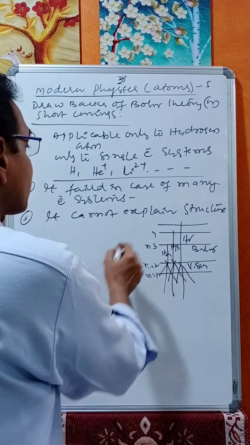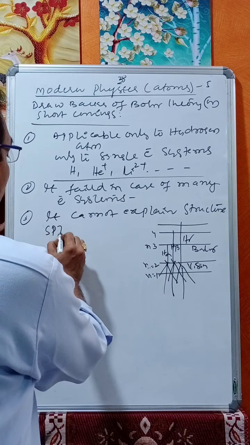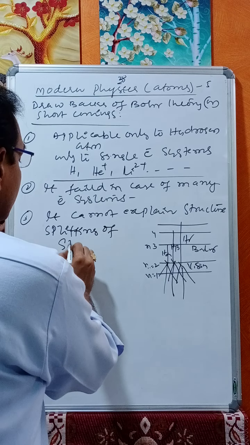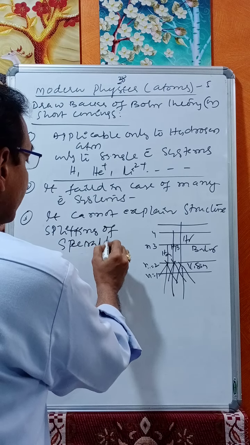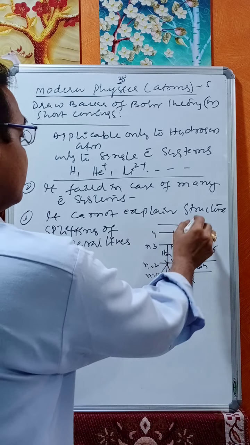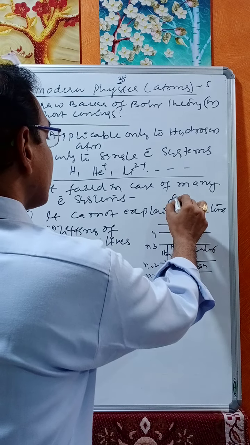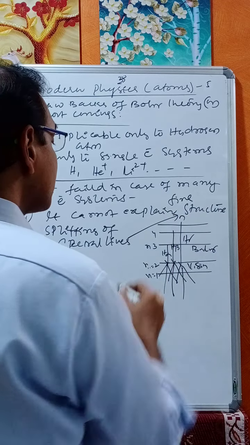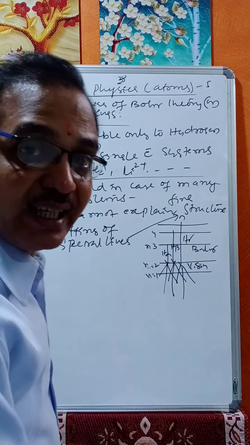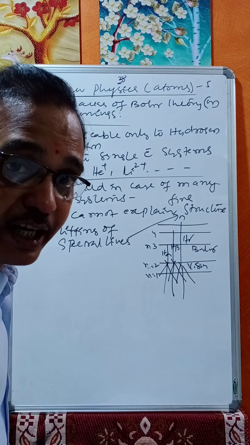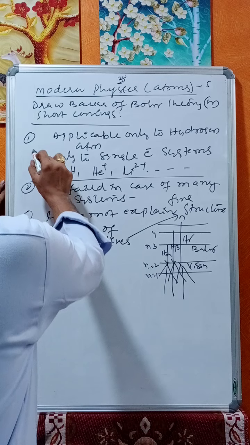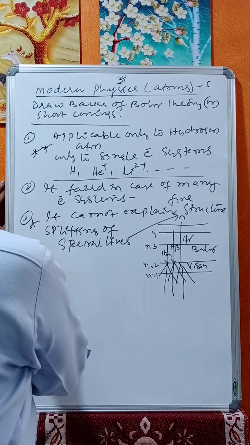The splitting of spectral lines is called fine structure. Bohr's theory cannot explain that fine structure. This is also a very important one, and single electron systems is also a very important one.